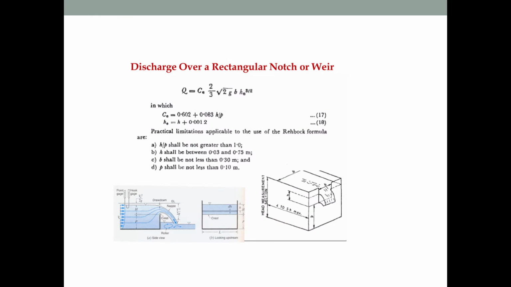This is for a rectangular weir, and this is the formula. Okay, so the practical limitations: this is actually Hepworth's law formula. You can see that depending upon the value of your length, height or head of the weir, you will get the value of your discharge.